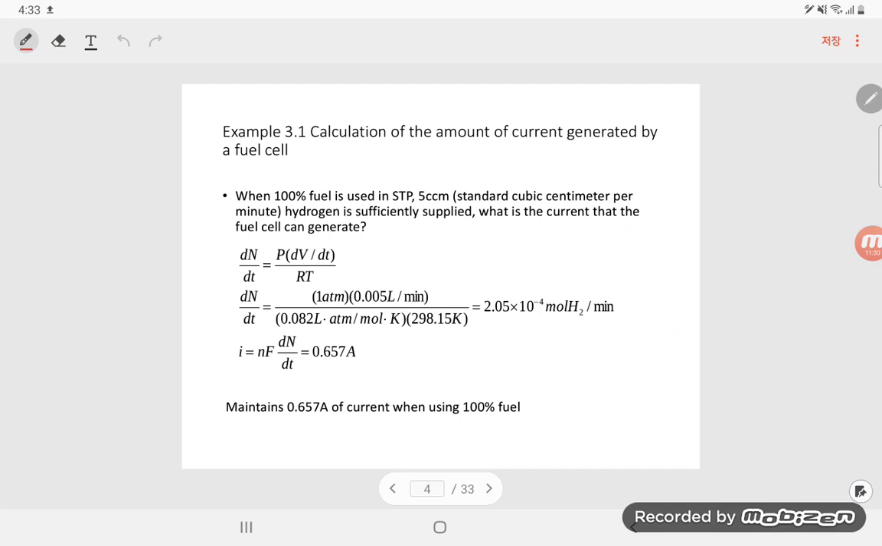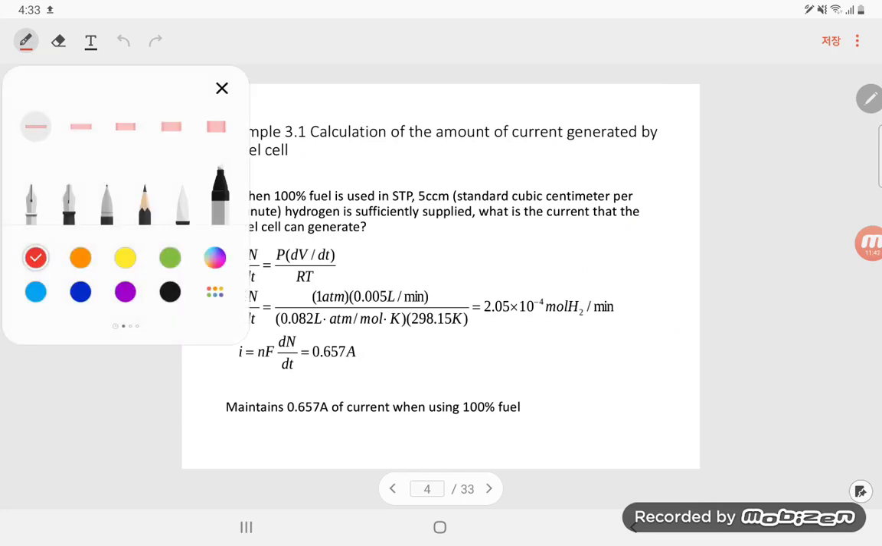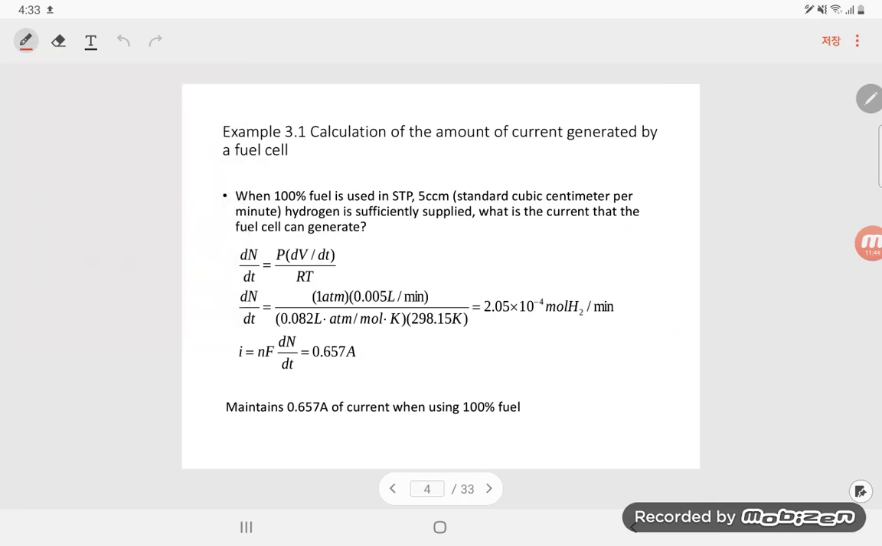Then let's check example 3.1 together. The calculation of the amount of current generated by the fuel cell. So the question is, when 100% fuel is used at STP, 5 ccm (standard cubic centimeter per minute) of hydrogen is sufficiently supplied. What is the current that the fuel cell can generate?